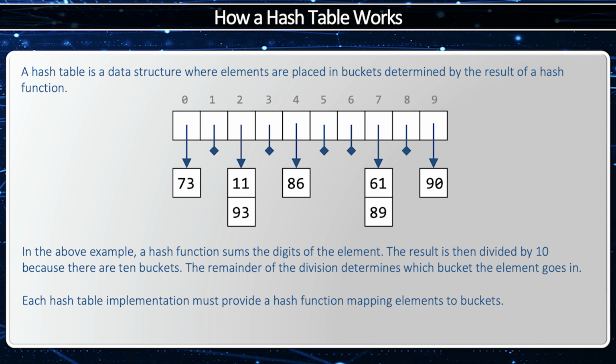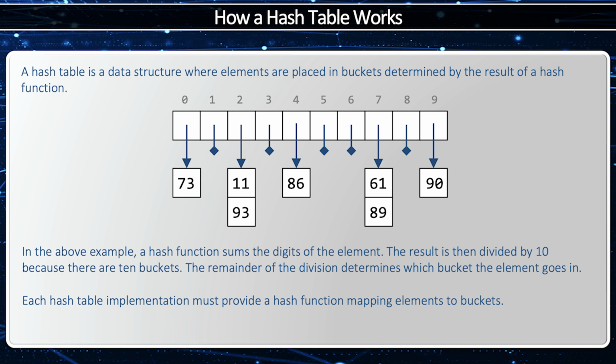A hash table is a data structure where elements are placed in buckets determined by the result of a hash function. In this example, our hash function takes the number and then sums the digits. For an example, 73 is 7 plus 3, which is 10. 93 is 9 plus 3, which is 12. 86 is 8 plus 6, which is 14.